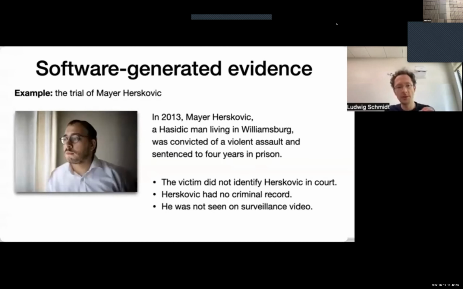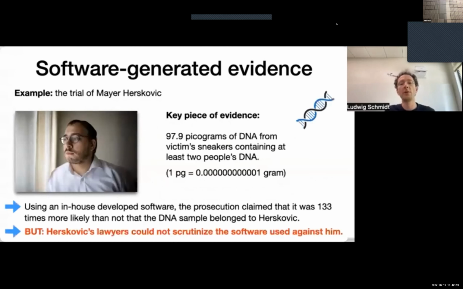And the key piece of evidence in this case really was a DNA sample, specifically just under 100 picograms of DNA that the prosecution obtained from the victim's sneaker. And it contained at least 2 persons' DNA. So just for context, 1 picogram is 10 to the minus 12 grams. And then the prosecution analyzed this DNA sample with an in-house developed software and claimed that it was 133 times more likely than not that the DNA sample belonged to Herskovich. And there's a big caveat with this: the defense lawyers could actually not scrutinize the software that was used against Herskovich in this case.